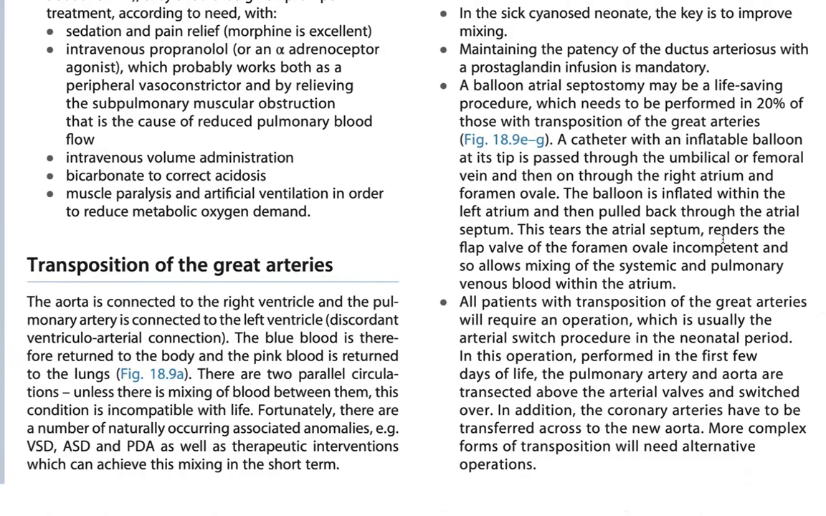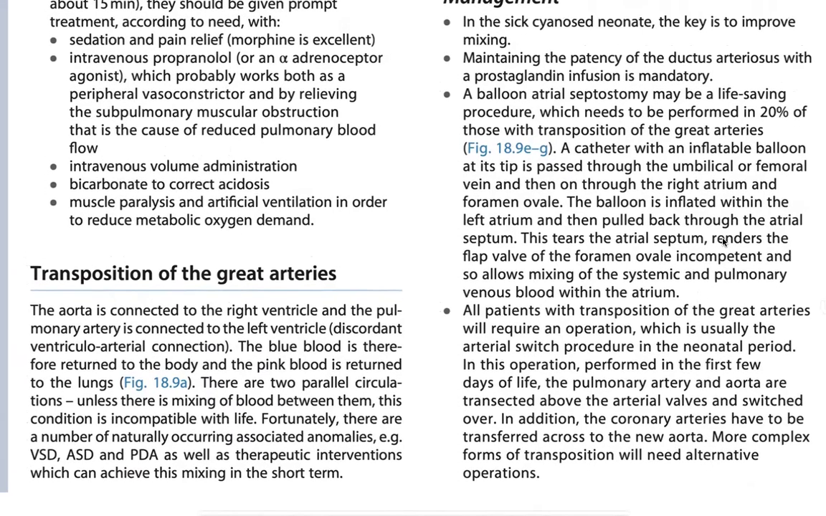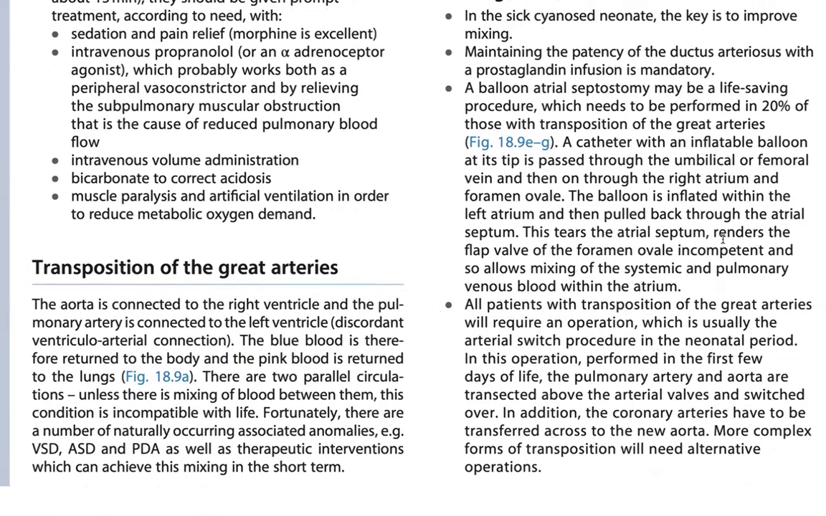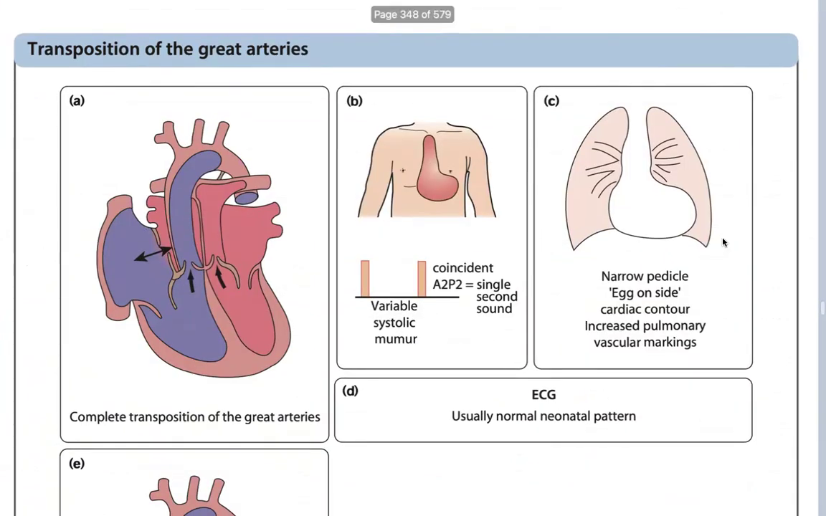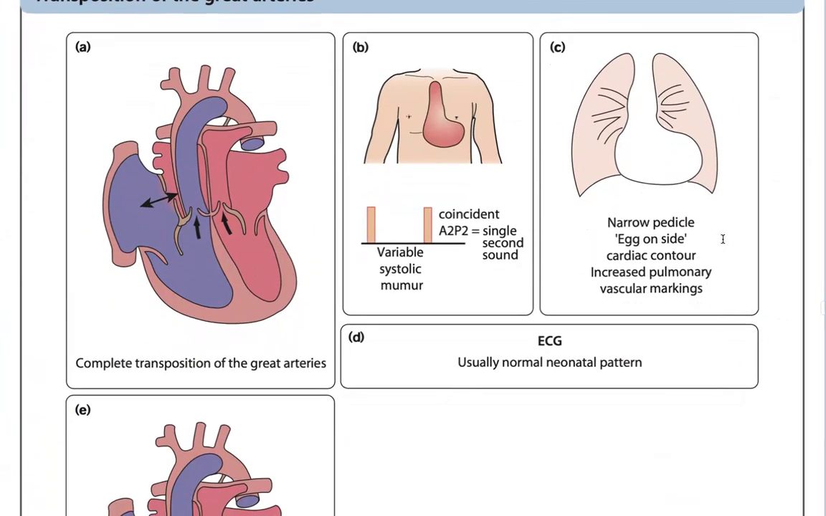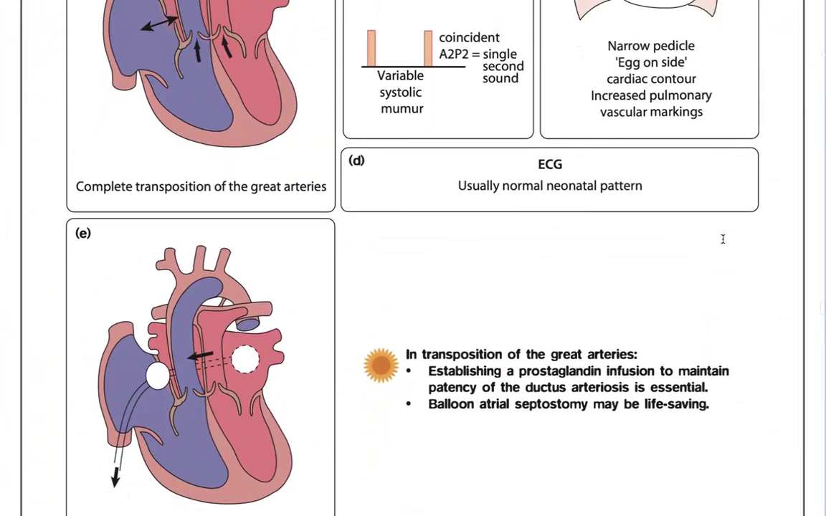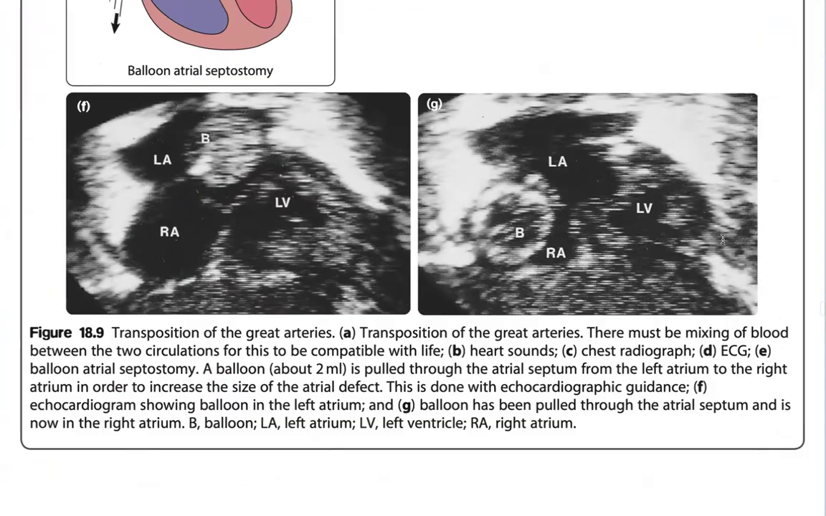first few days from the arterial that transected. Both arteries and veins is switched over. In addition, the coronary arteries have to be transferred across to the new aorta who compass forms and transformation will need alternative patient systems. The complete translation and this is ECG findings of the substitute ECG. So these are the numbers.